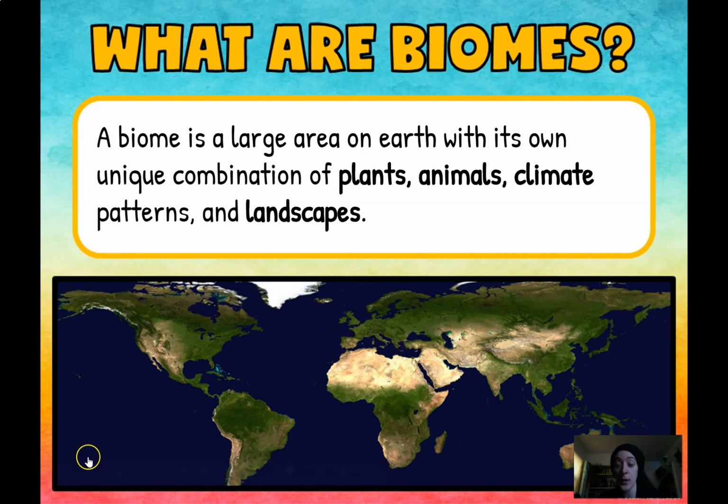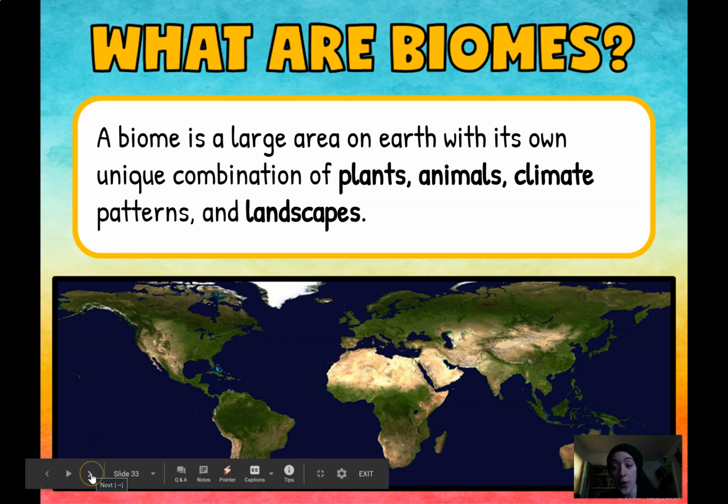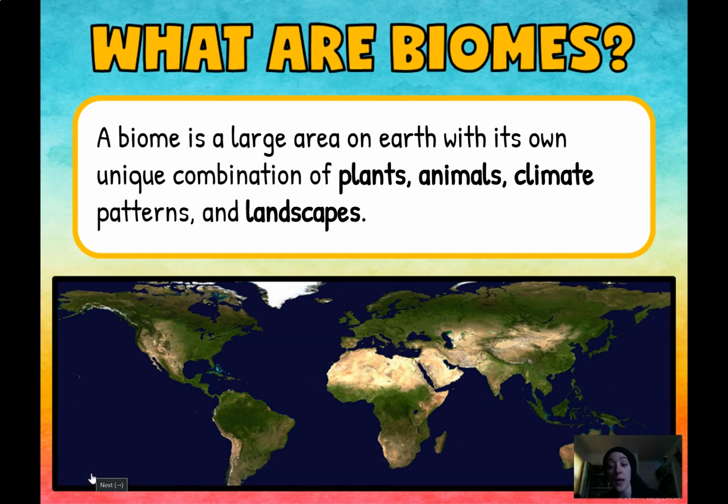Fantastic. So quick review, what are biomes? A biome is a large area on Earth with its own unique combination of plants, animals, climate, and landscapes. And so they're big areas. It's not just a small patch of trees, right? It's the whole forest. It's not just one little hill, right? It's the whole prairie or the whole plains.